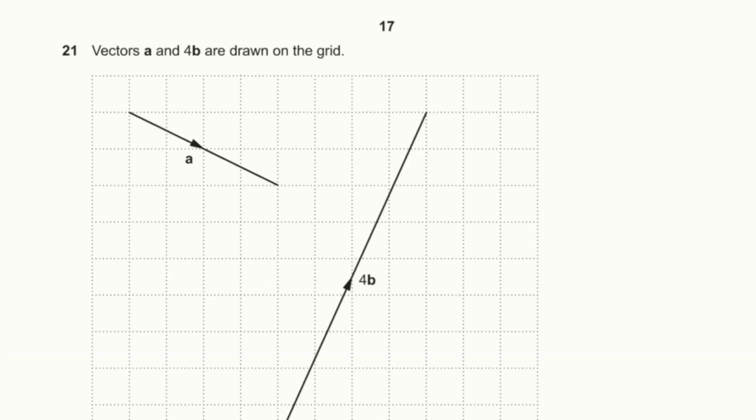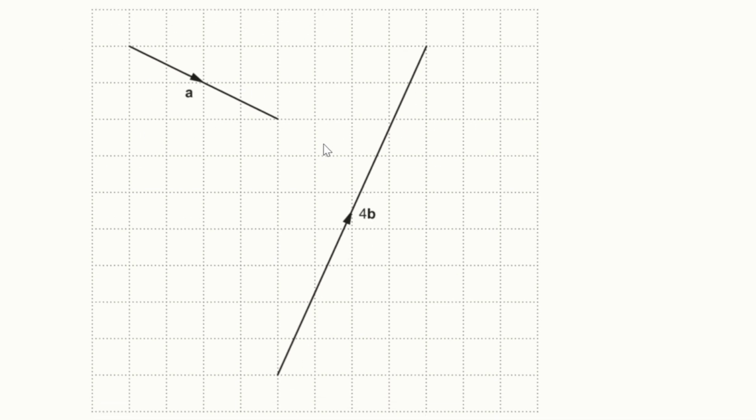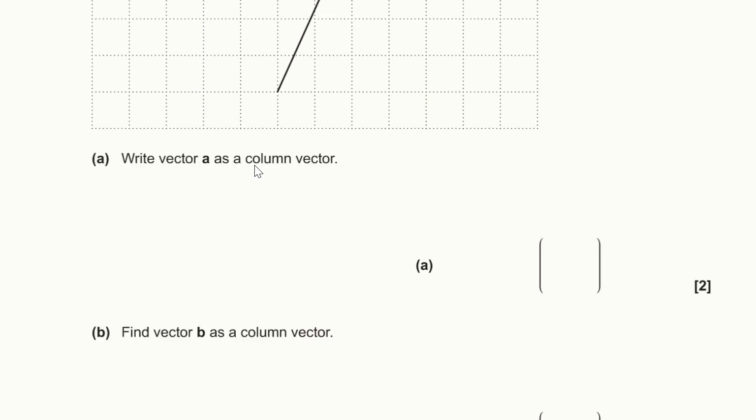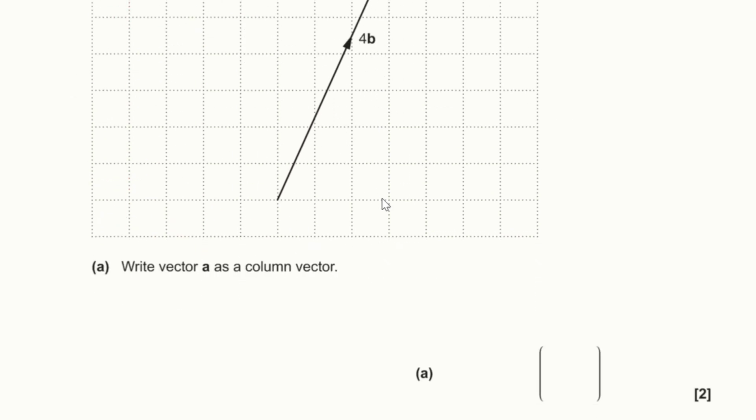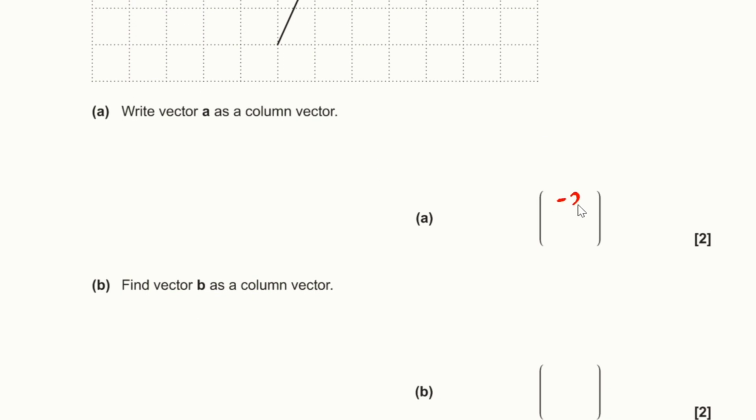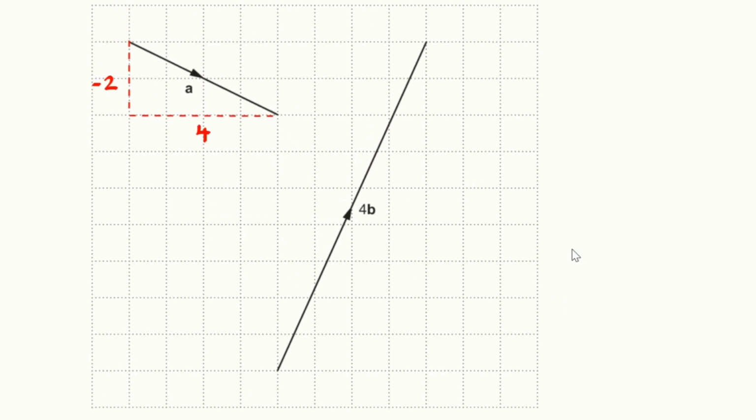Question number 21. Vectors A and 4B are drawn on this grid, and we have to write A as a column vector. Well, if we take a look at A, we go 2 down, and then we go 4 to the right. So we've got (4, -2). We now have to find B as a column vector.